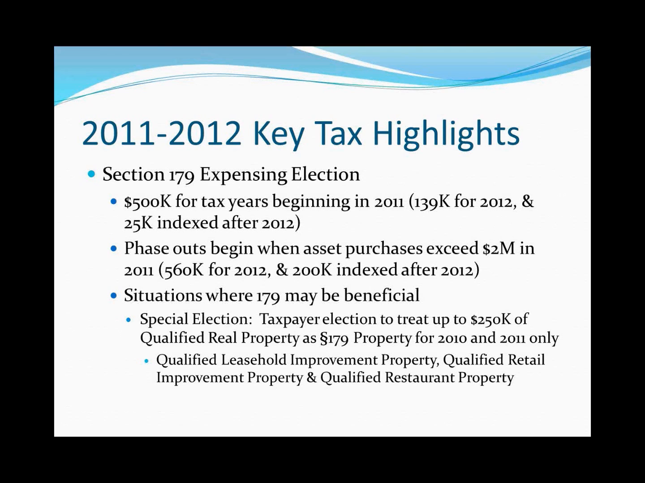Phase-outs begin when asset purchases exceed $2 million in 2011. So if you have qualifying asset purchases of over $2 million, then the amount that you can expense drops dollar for dollar. So once you hit $2.5 million, the expensing election effectively disappears. For 2012, that number drops down to $560,000. So once you hit 560, it'll drop dollar for dollar, and currently it's indexed to be $200,000 starting in 2013.